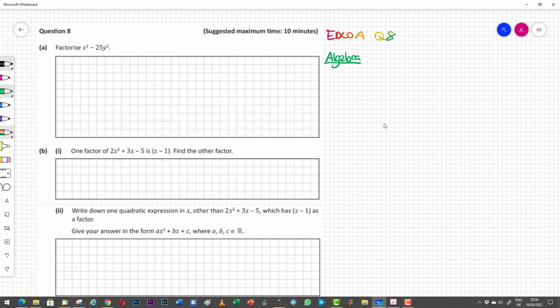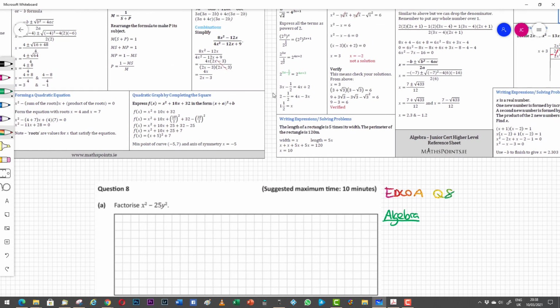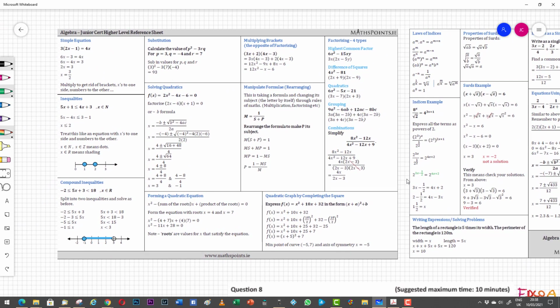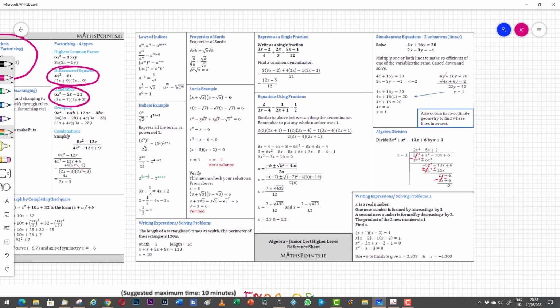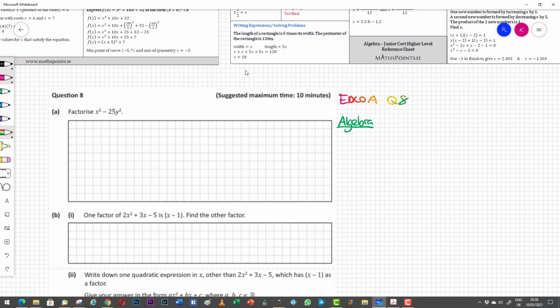For example, the first question is about factorizing the difference of squares. Now, I would suggest that before you actually tackle this question 8, you would go and have a look at the cheat sheets or the reference sheets for algebra. So I'm going to attach them into the classroom, and specifically I would concentrate on multiplying brackets out, factorizing, in particular factorizing the difference of squares and quadratic trinomials. I would then on the second sheet have a look at algebraic division. And so if you have a look at those things before you go and tackle this question, you'll be better prepared to launch into it.